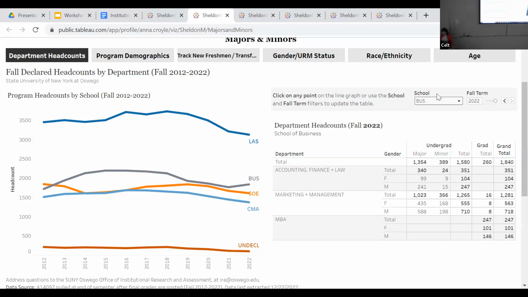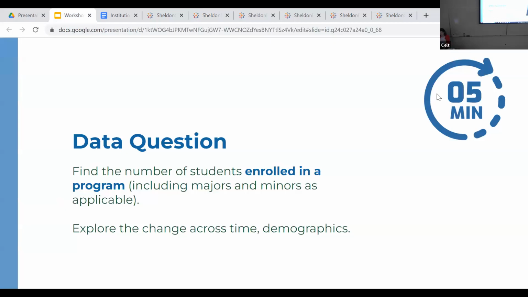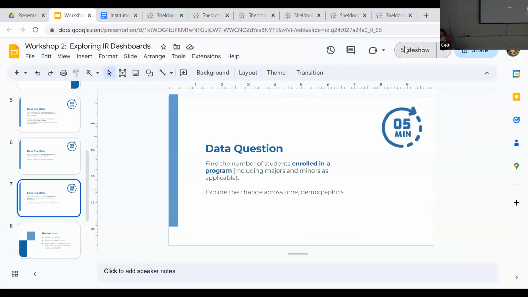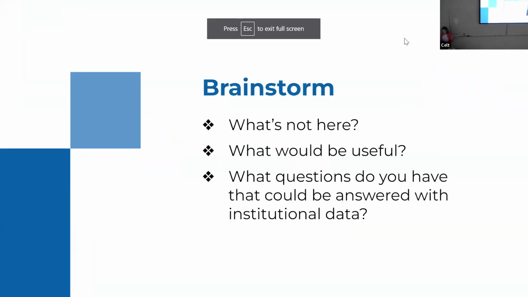All right, so we have about 13 minutes left. I think that's a good point to go back to brainstorm. I know this is a lot of information at once, but if you could take a few minutes to think about the kind of data that's not here, the kind of data that would be useful for you, and the kinds of questions that could be answered by institutional data that you have.